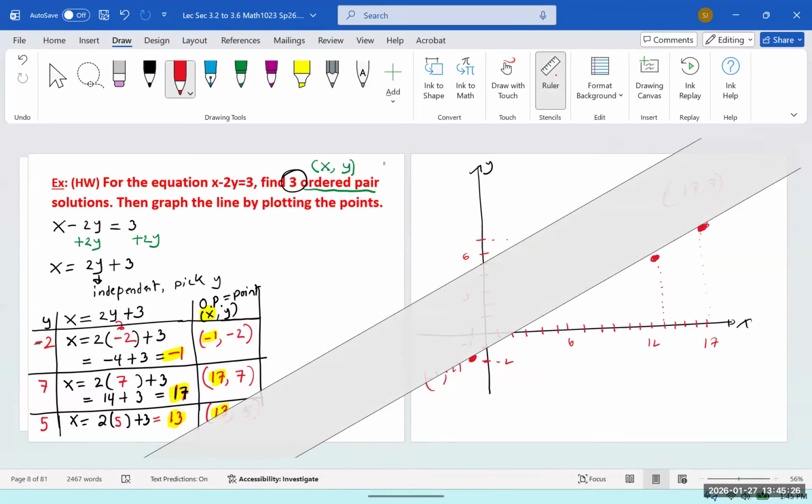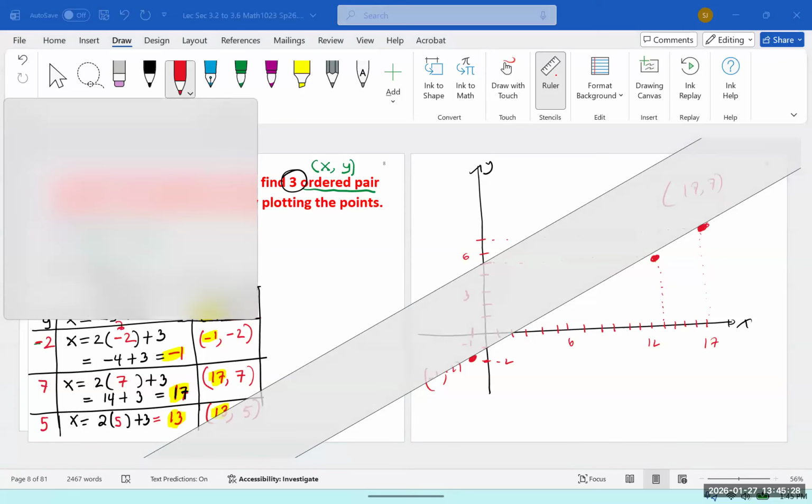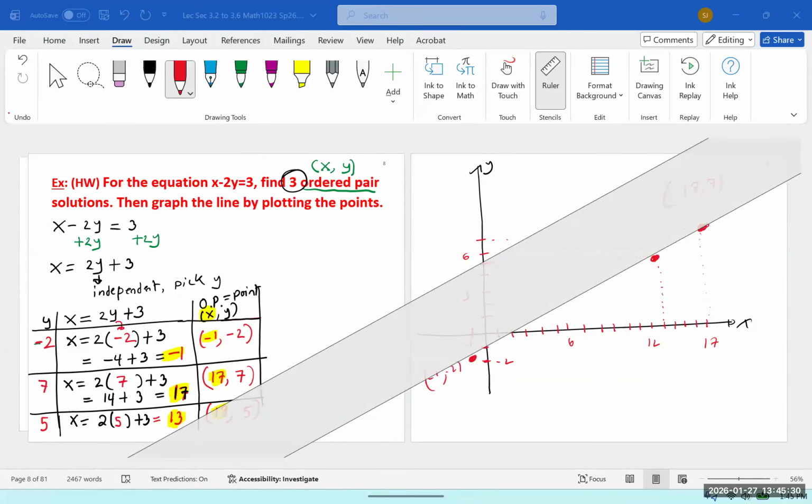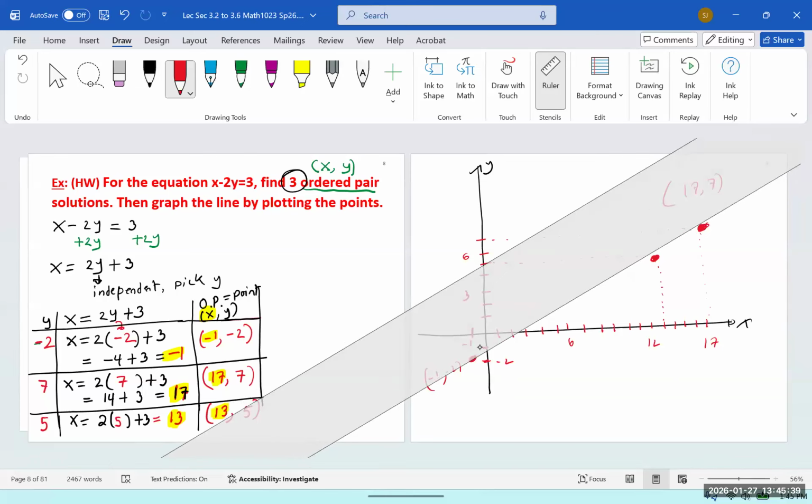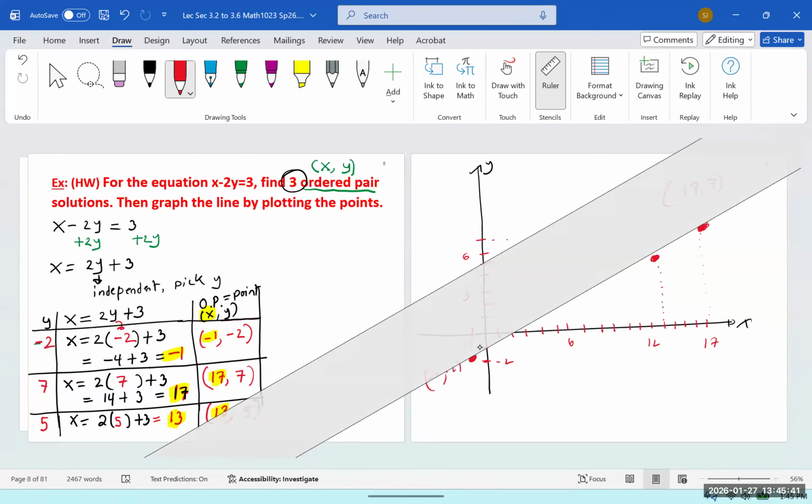Okay, see, my points are not plotted perfectly. Let it a little bit down. So this is a little bit up. See, that's why this is an unreliable method. Ugh, I cannot match them.